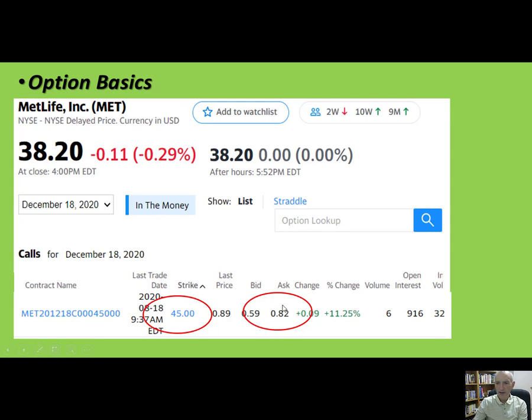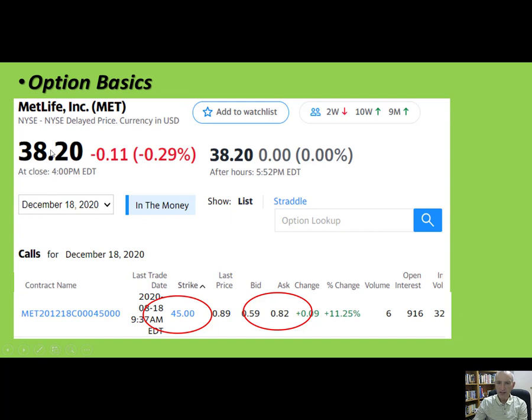Let's think about the call option. With the call option, you spend 82 cents and the stock price falls to $30. All you lose is the 82 cents. You don't lose the $8.20 that you would if you bought the stock. If the stock goes up to $50, then you can buy the stock for $45 using your call option and sell it immediately for $50. So you've made $5 minus your 82 cents. So you make $4.18.